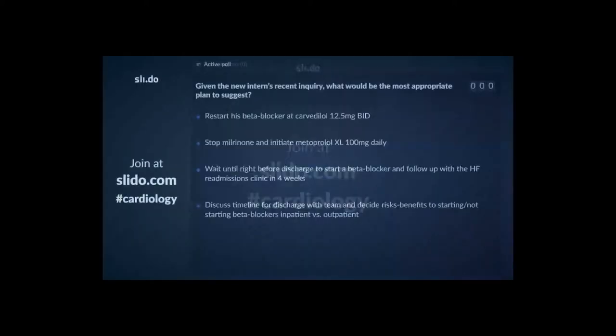So question 3. Given this new intern's recent inquiry about starting the beta blocker, what would be the most appropriate plan to suggest?